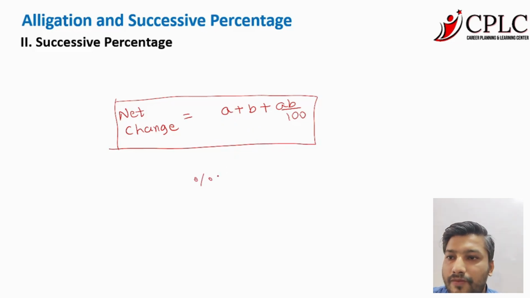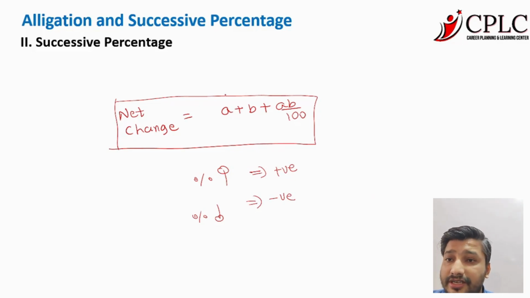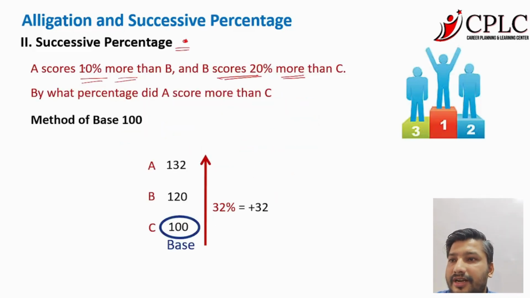Only one thumb rule you will have to follow. Any percentage increase, while substituting, you will have to substitute as a positive number, and any percentage decrease you have to substitute as a negative number. Now this is very important. So basically this formula is under the assumption that both these A and B are percentage increases, and hence we have taken them to be positive basically. So that is one aspect behind that. Now coming back to our question, if you remember, what were they saying? They were saying that A is doing 10% more than B, and B is also doing 20% more than C.